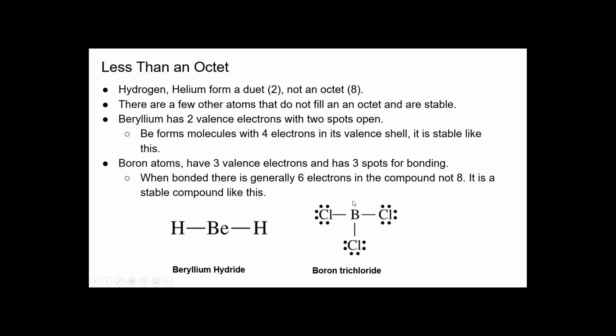Then we have boron. Boron has 3 valence electrons, and then it has 3 open spots. So if an element comes in and donates one of its electrons, it will create a bond, and this is very stable with 6 electrons around it.